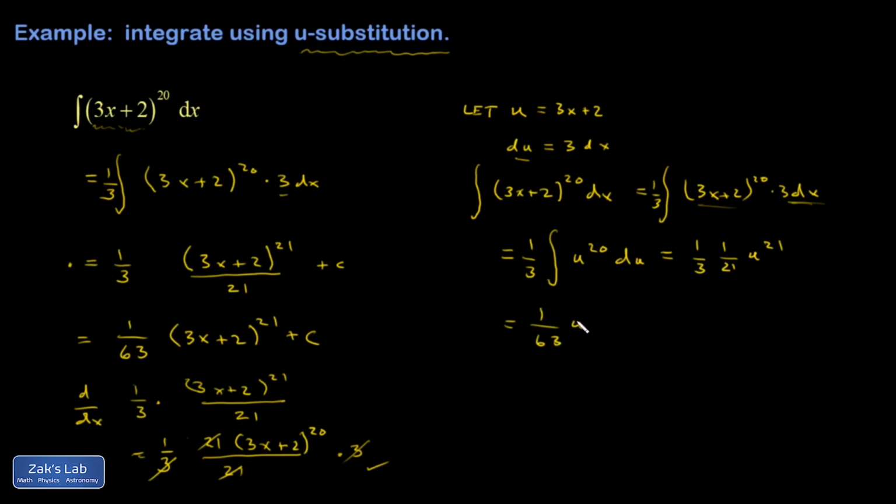I guess I'll go ahead and plug in the definition of u here real quick. So I'm not done until I write this back in terms of x. So I'm going to go back here. 1 over 63 times the quantity (3x plus 2)^21 plus c. So you can see we get the same answer. I'm just encouraging you to go for the informal solution whenever it's possible.